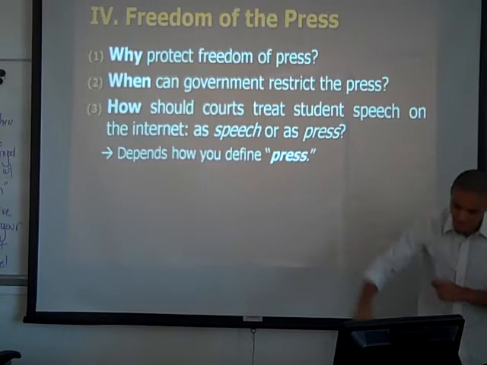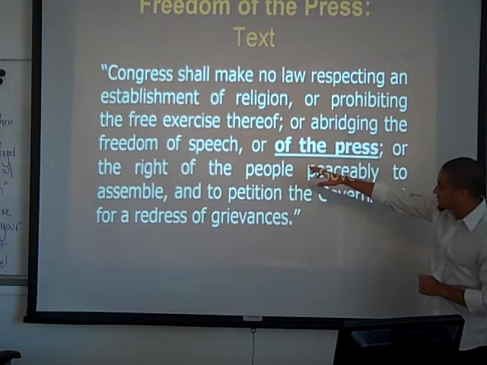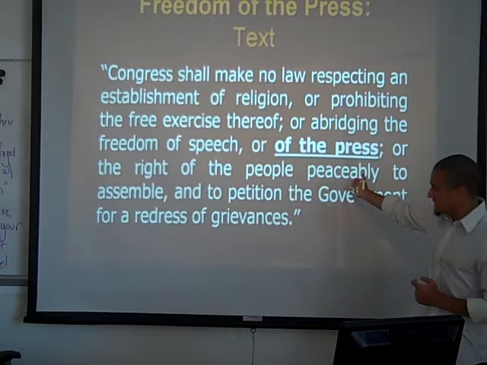So let's jump into it. Here we go, starting with the text yet again. We've already read the text. It's pretty much the same when it comes to press as it comes to speech. Congress shall make no law abridging the freedom of speech or of the press. So that's not really helping us a whole lot. We know that there's a freedom of the press, but we don't really have any details of it here. So let's get into the purpose of freedom of the press.